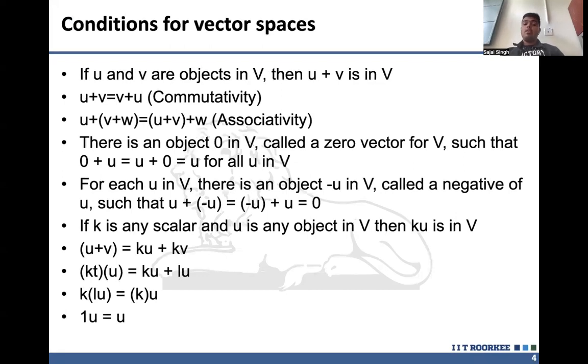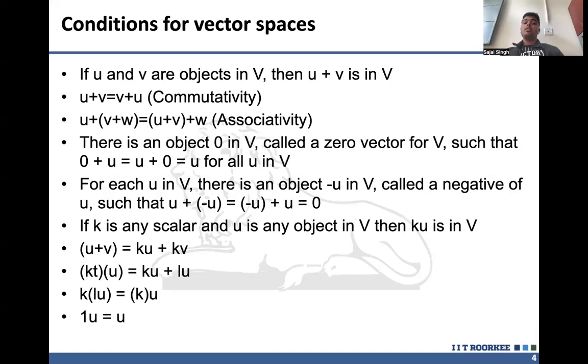If U and V are objects in V, then U plus V is in V. Also, U plus V should be equal to V plus U if it is a vector space. That is, vector spaces follow the commutative property. If U plus (V plus W) is solved, that is, V plus W is added first and then added to U, it should be equal to (U plus V) added first and then added to W. This is also known as the associative property.